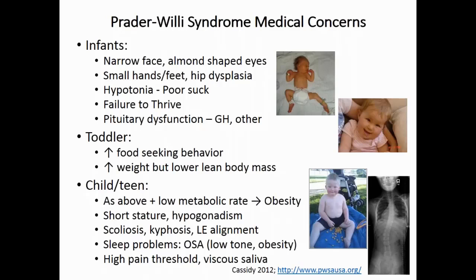Feeding problems typically resolve by 18 to 24 months, and then appetite increases, and into the preschool years, food-seeking behavior emerges. Weight increases, but not muscle mass, and the hypotonia remains. Children with this condition have a lower metabolic rate, altered thermoregulation, and without treatment, a high risk for obesity and short stature. Children are also at risk for scoliosis, osteoporosis, and problems with lower extremity alignment. Sleep problems are very common. With the hypotonia, overweight, and narrow facial structures, the rates of sleep-disordered breathing are very common.